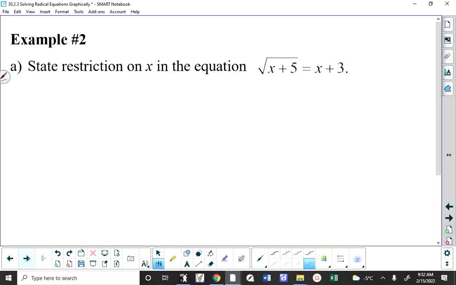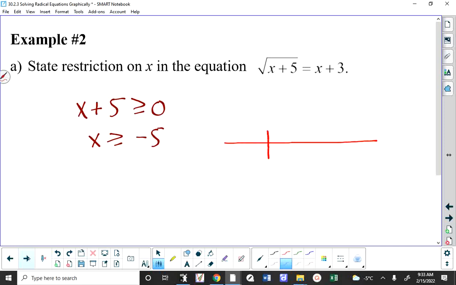All right, let's take a look now at example 2. What's the restriction on x in this example? Well, this is very simple. We go x plus 5 is greater than or equal to 0, which means x is greater than or equal to negative 5. Because the radicand cannot be negative, it must be greater than or equal to 0. So we could symbolize this on a number line, a one-dimensional graph.